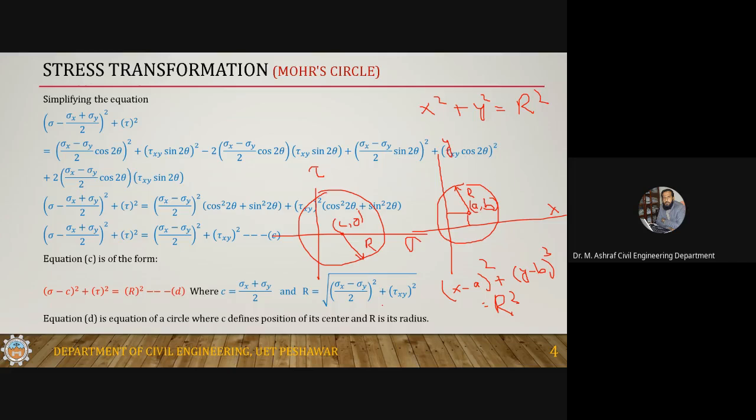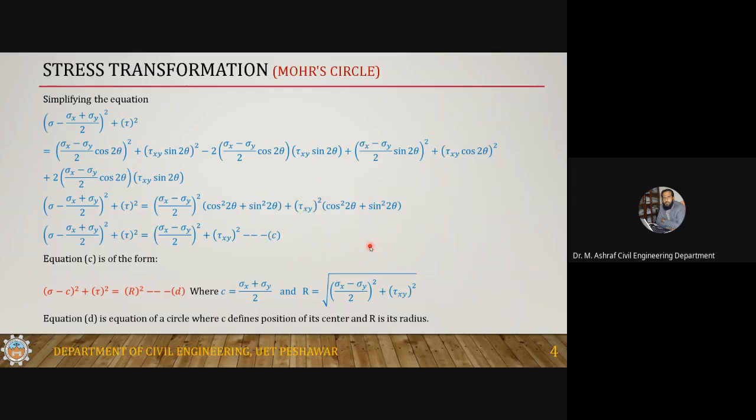So for the Mohr circle, you need the center point, and the center point always lies on the sigma axis. The center point could be 0, but it could be a non-zero number. It could be a positive number. It could be a negative number. Okay, and you can calculate the radius from this expression. So this will give you a circle with a known center point and with a known radius.